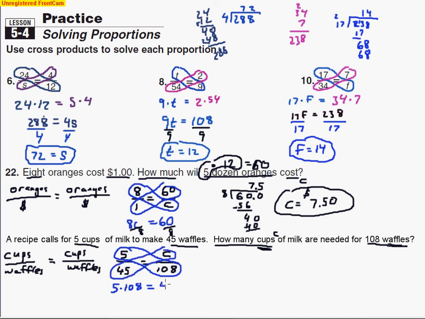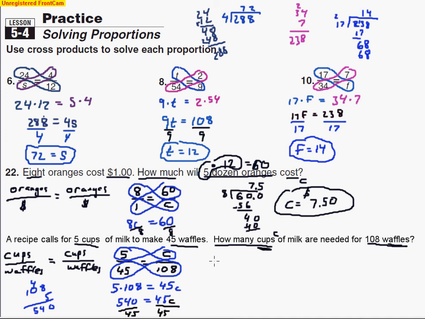We get 45C. Off to the side, let's multiply those numbers, 108 times 5. That gives me 40, then 0, and 4 makes 4, and that gives me 5. So 540. And 540 equals 45C. So we go ahead and do a division problem. We're going to divide by 45.